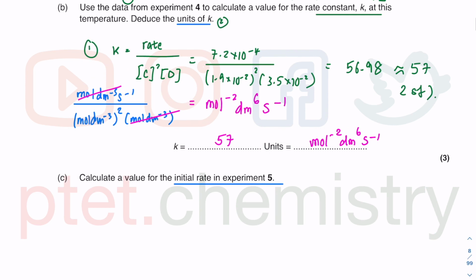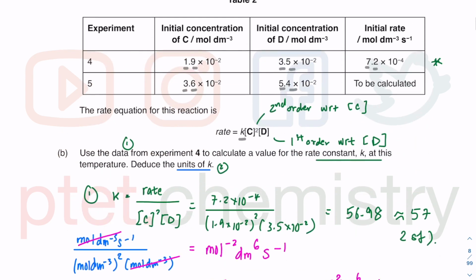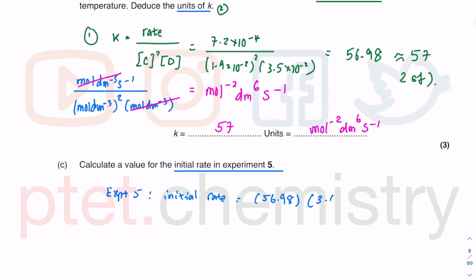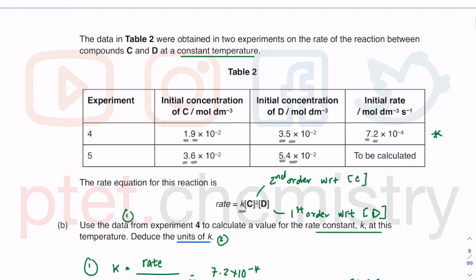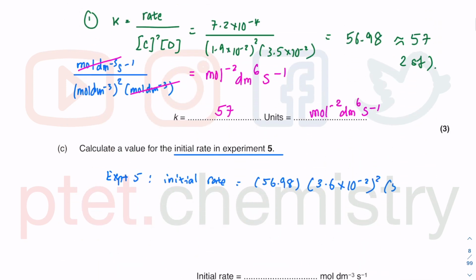You have just gotten the value of the rate constant. So for experiment 5, the rate is equal to the rate constant. I'm going to use 56.98 so that it's a more accurate value instead of the rounded value. Multiply by the concentration of C, so it's 3.6 times 10 to the minus 2, squared. What else do I have? 5.4 times 10 to the minus 2, that is to the power 1.